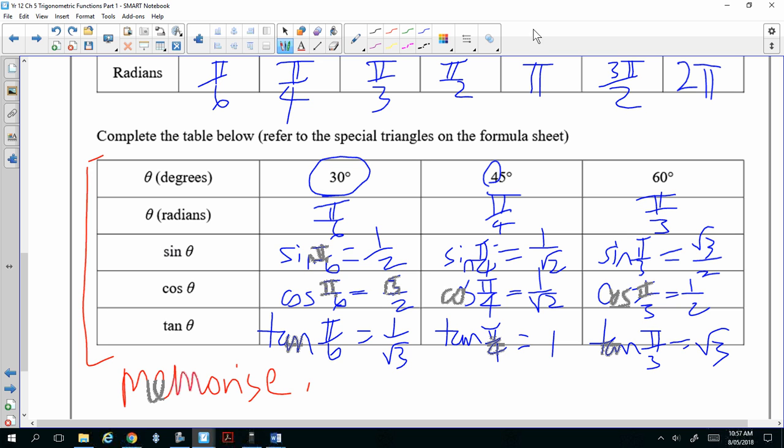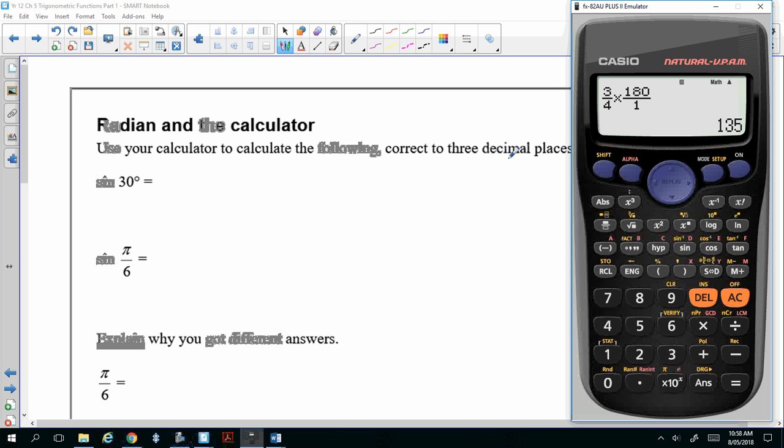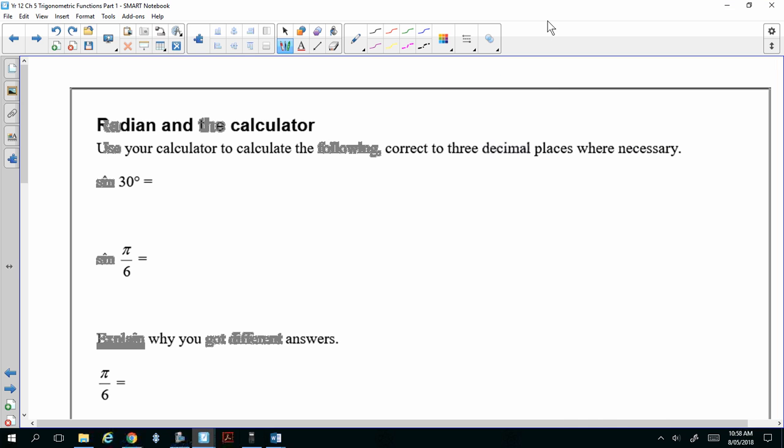Alright, next page. Okay, let's look at your calculator. Currently it has a D on the top, which means degree mode. So let's type in sine 30 degree. The answer should be half, which is 0.5, as expected. The calculator tells you the right answer. Now remember what pi over 6 is. This is 30 degree, isn't it?